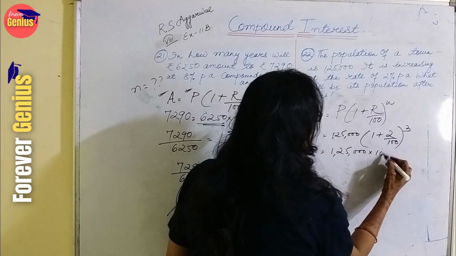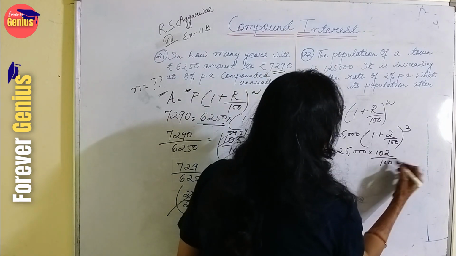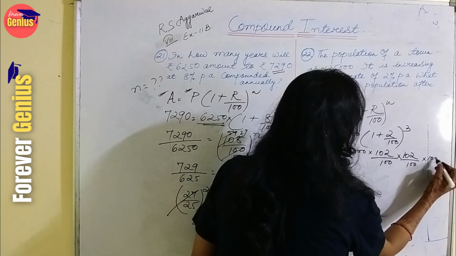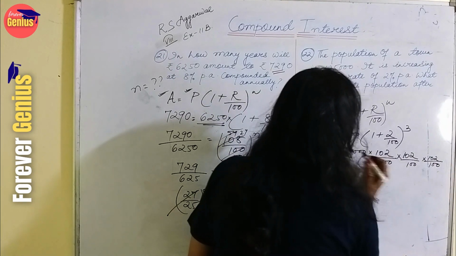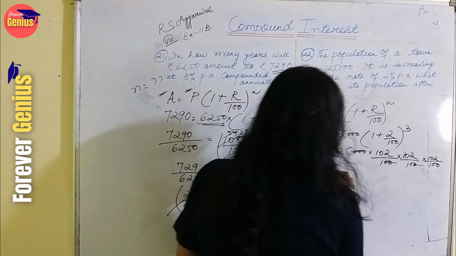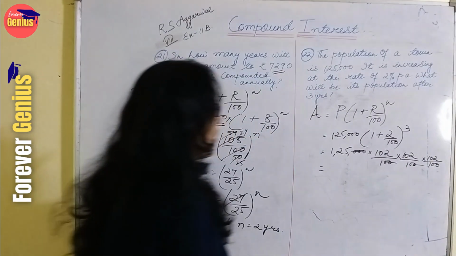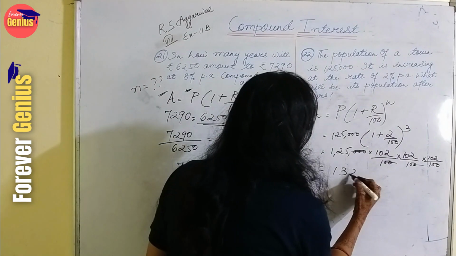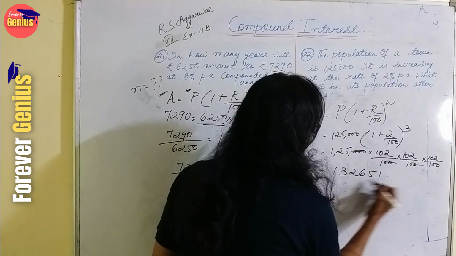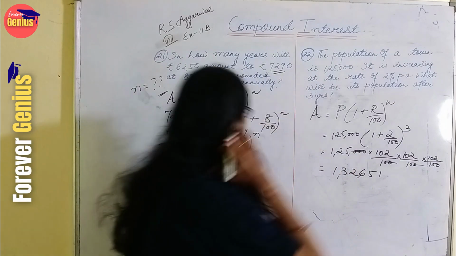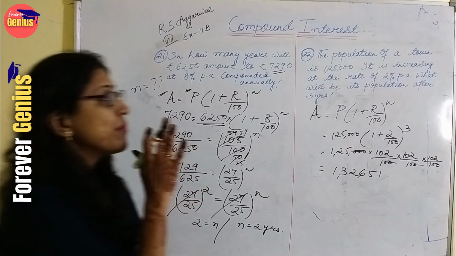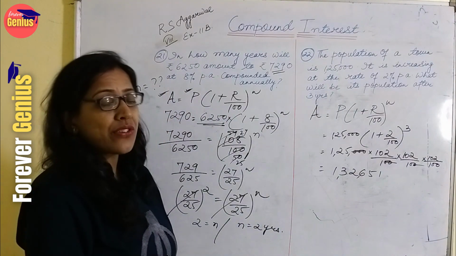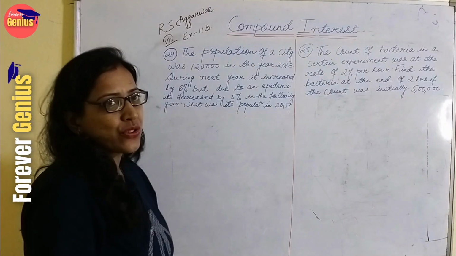This equals 1,25,000 into 102 by 100 into 102 by 100 into 102 by 100. 3 zeros we can directly cut. The rest, after doing the calculation, we found that the answer is 132,651. So this is the population of the town at the end of 3 years. Let's see some more interesting sums. See, our next question.